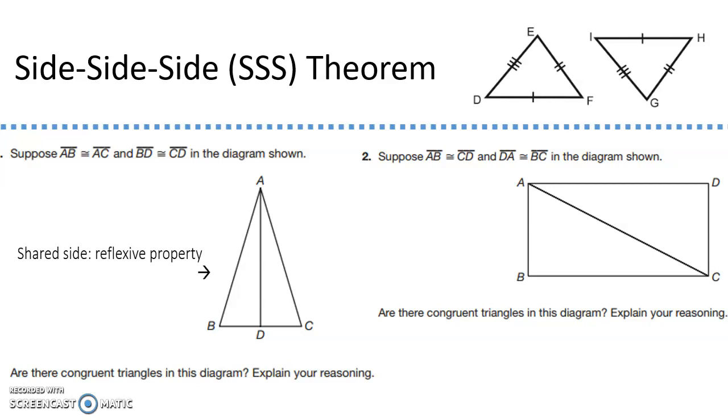Suppose that AB here is congruent to AC here, and BD here is congruent to CD here. And then it says shared side, reflexive property. So AD is being shared by both triangles. Therefore, we do have 3 congruent sides and 2 congruent triangles. So we could say that triangle ABD is congruent to triangle ACD.